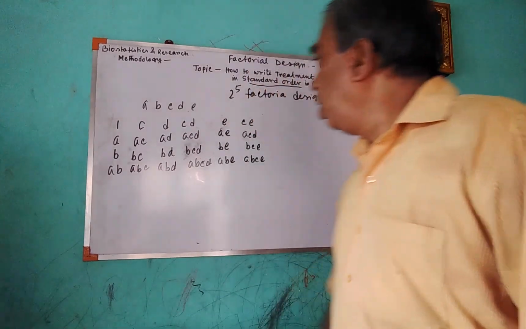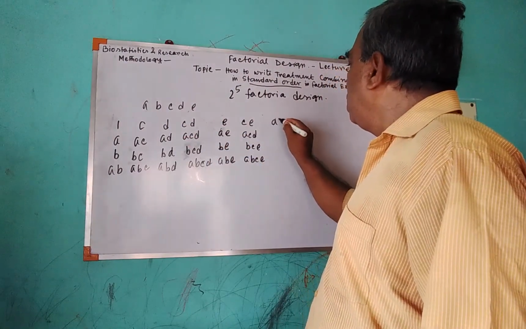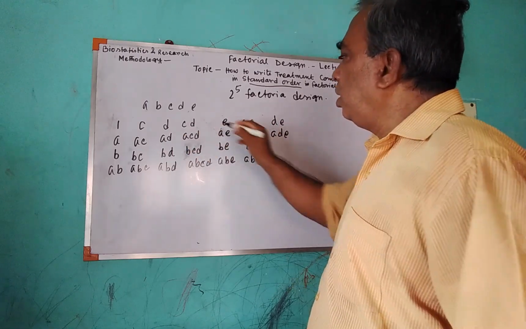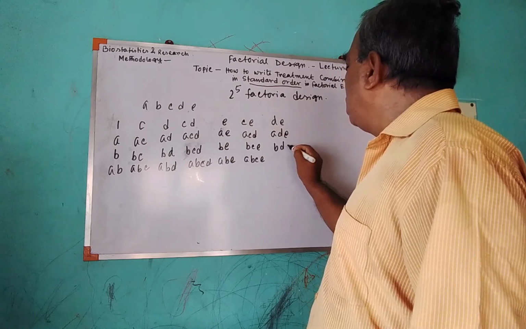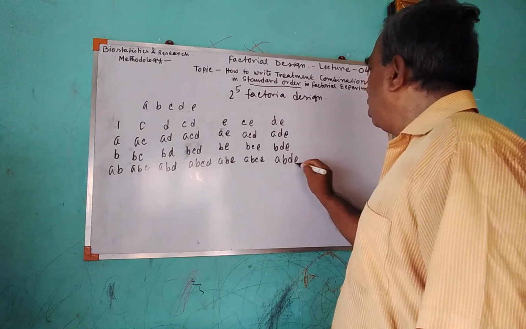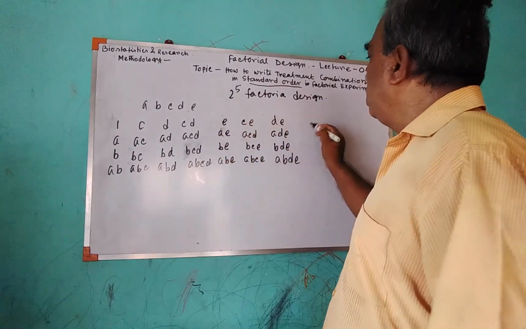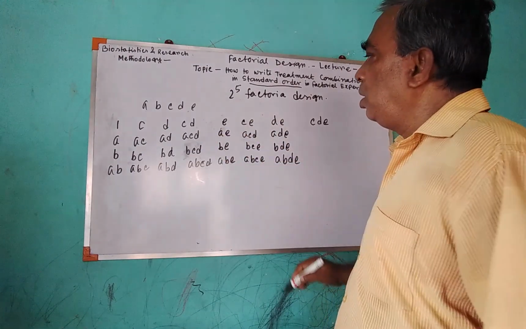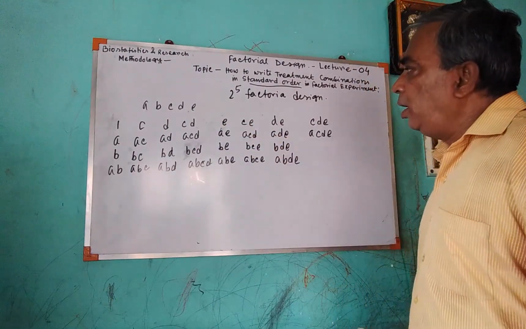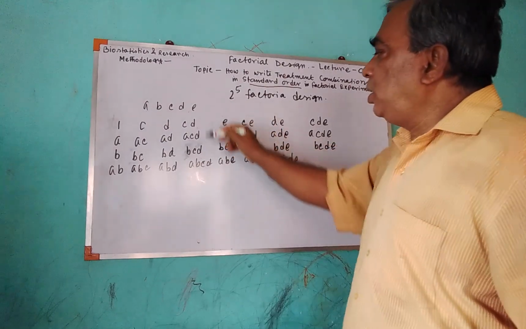Tell me. E into D, that is DE. D. E into A, ADE. D into B, that is BDE. D into this, ABDE. Now E into this, that is CDE. Then ACDE. Then this into the B, BCDE. Then this into this, ABCDE.